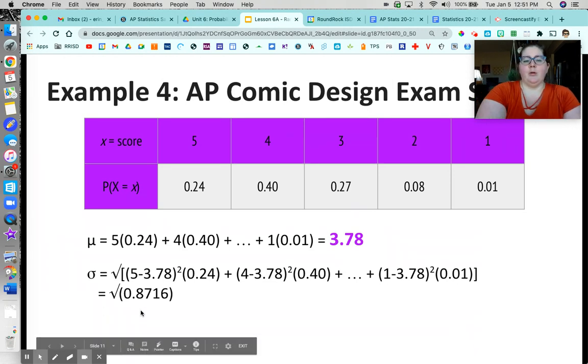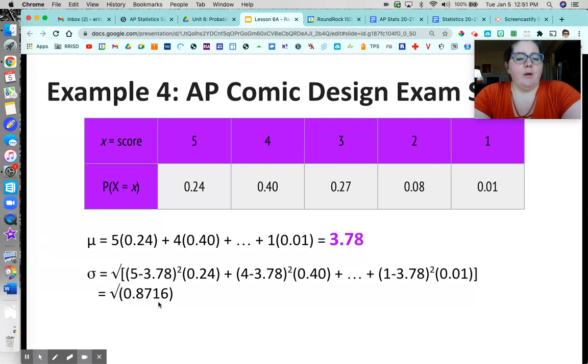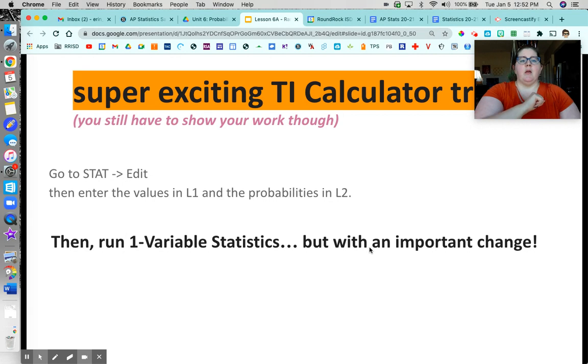Remember that number before I square root it is called the variance. You may be asked about variance occasionally, but then I square root it to get back down to the standard deviation, which is 0.93. So that is the average distance from the mean score. My mean is 3.78, but on average, scores can differ by almost a point. So it's kind of like give or take is what's typical. Okay, I'm going to talk through calculator tricks in class.